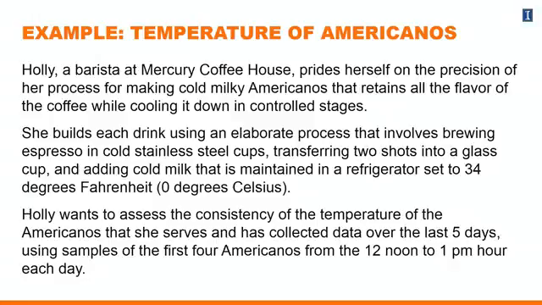Right. Now, Holly wants to assess the consistency of temperature that she gets from making these Americanos. So she wants to see whether this works out to be within a certain range. So she wants to see how good this is in terms of the variability that is in the process. So what she has done is she has collected data over the last 5 days using samples of the first 4 Americanos. So each of those 5 days, she's taken the first 4 Americanos that were made between the 12 noon to 1 p.m. hour each day.